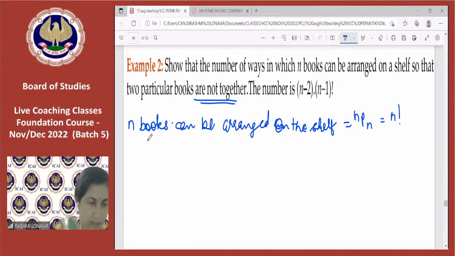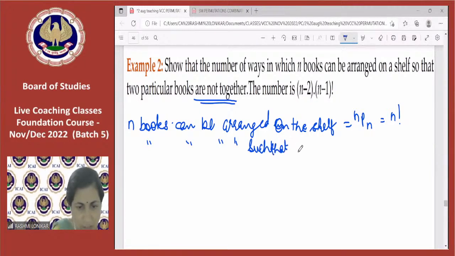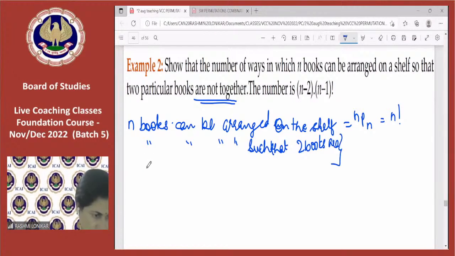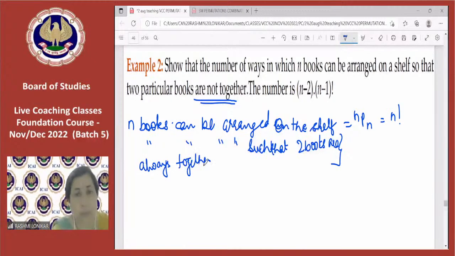Now, n books can be arranged such that two books are always together. So what will happen if two books are always together? We will have n minus 1 P n minus 1, because we have taken the two books together. So this is n minus 1 factorial into 2.